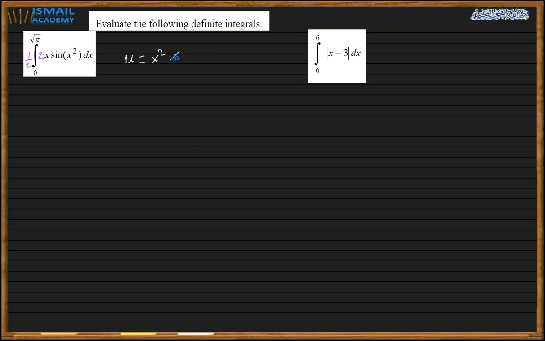So here du will be 2x dx. I don't have the 2, so what we do, we divide both sides by 2. Which means that du over 2 will be x dx, and this is exactly what I have, x dx. You see here, x dx, this is what I have.